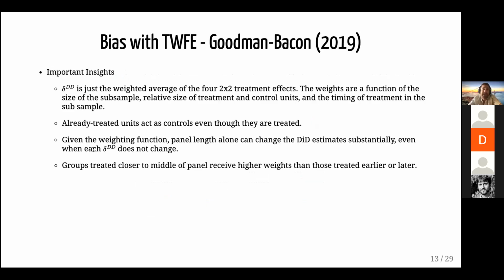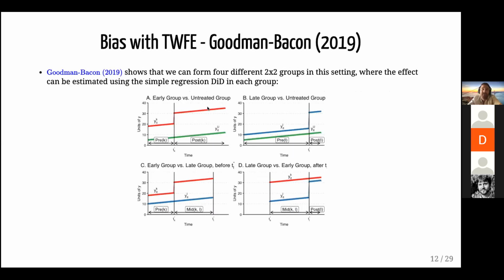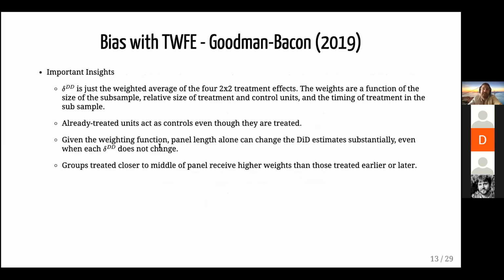Okay, and what he shows in that paper is that the overall two-way fixed effects estimate that you get is just a weighted average of those 4 underlying treatment effects. And that's true in any of these differences that we run here. It weights these different comparisons and creates one weighted estimate. The weights are a function of the size of the subsample, the relative size of the treatment and the control units, and the timing within the subsample.